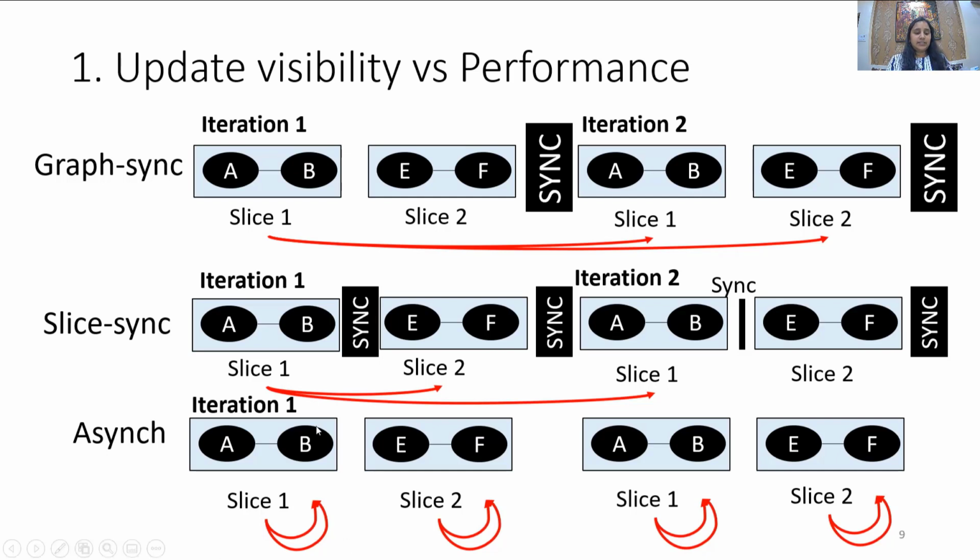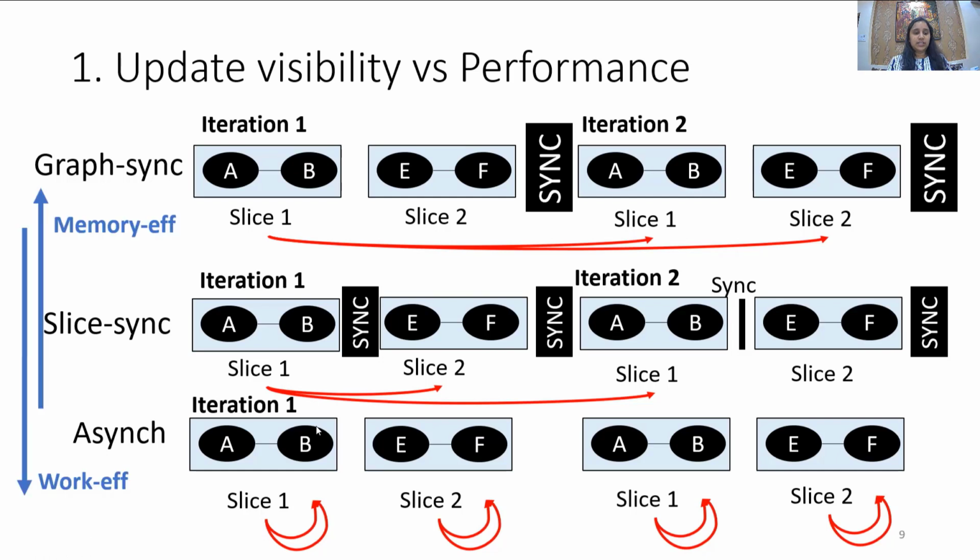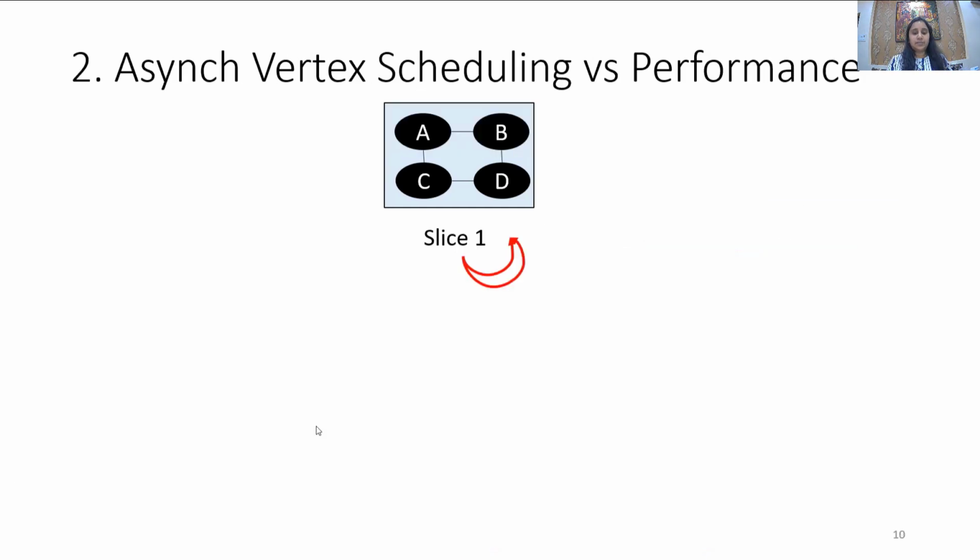As the delay distance is minimum in asynchronous execution, it is best for work efficiency, while graph synchronous is usually better for memory efficiency because it can implement many memory efficient optimizations. For the asynchronous execution, where updates are made visible immediately, the vertices could also be dynamically activated and executed. This opens up opportunities for scheduling these dynamically activated vertices in different orders.